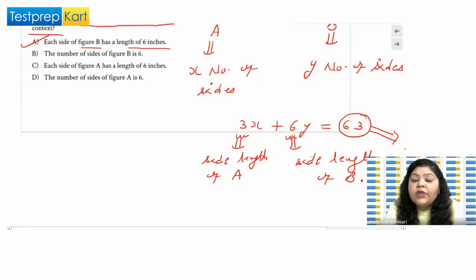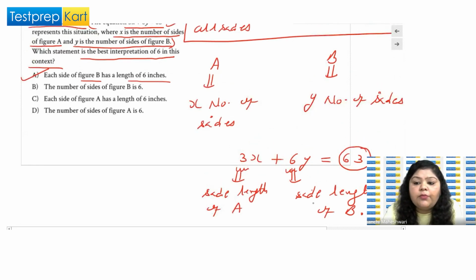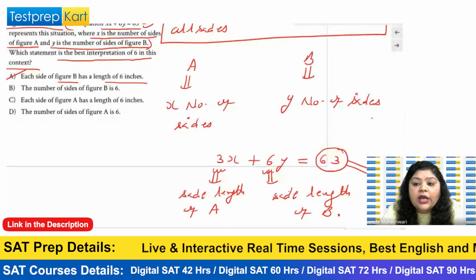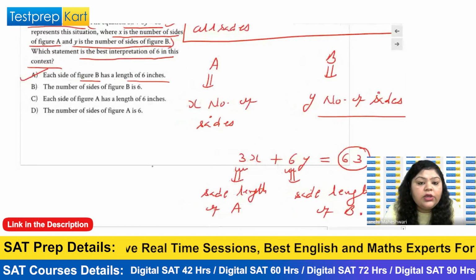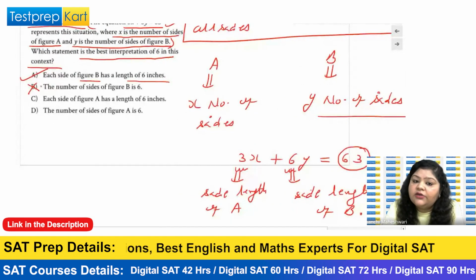Are you getting my point? This is the very first option which is saying the same thing, that each side of figure B has a length of 6 inches. So there is no need to discuss the further options. But for your clarification and understanding, let's discuss option by option. Option B is saying the number of sides of figure B is 6. Is it true? Not at all, because the data says the number of sides in figure B is y. How can it be 6? We don't know. So option B is incorrect.